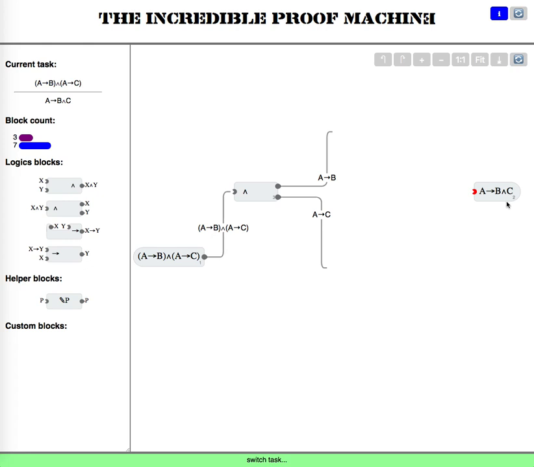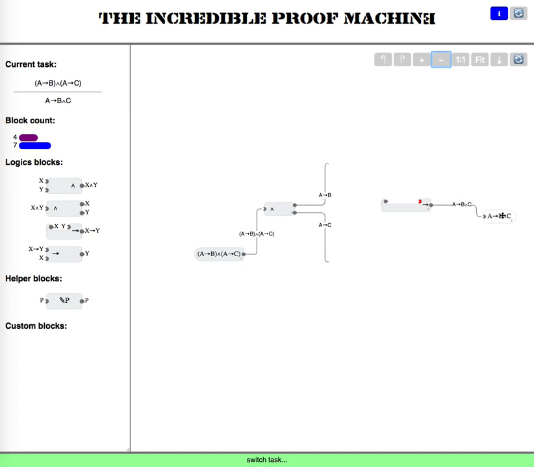So, A implies C, A implies B. Let's see, how do we do this? It sounds logical. It sounds like if we know that A implies B and A implies C, then A should imply both of them? But how is the question. Well, let's break that apart. Right? Let's make this bigger.